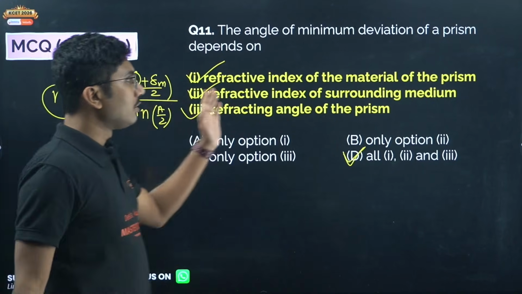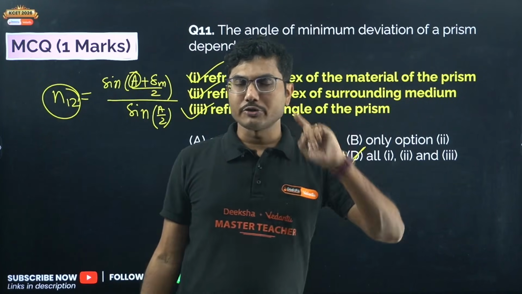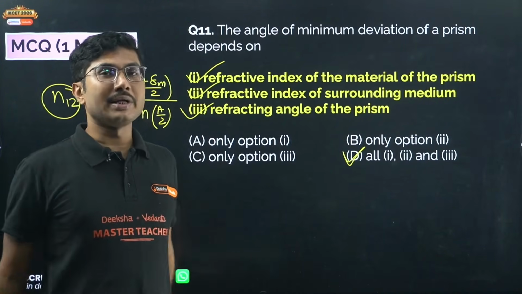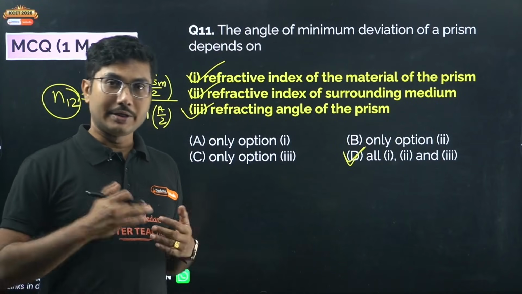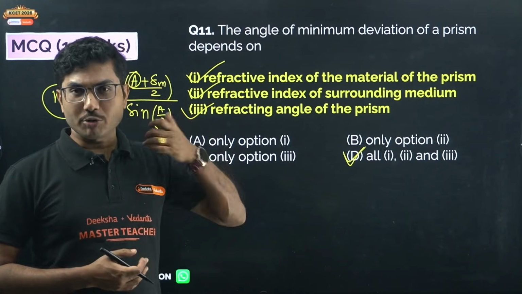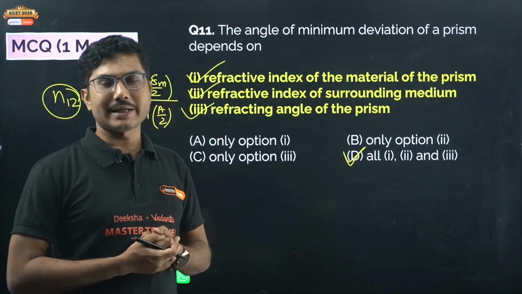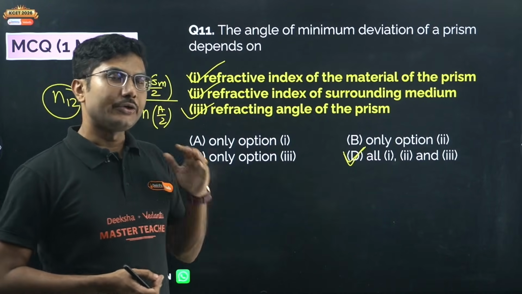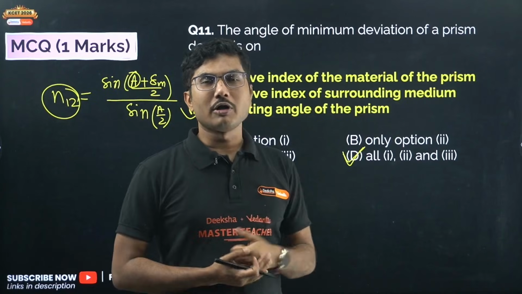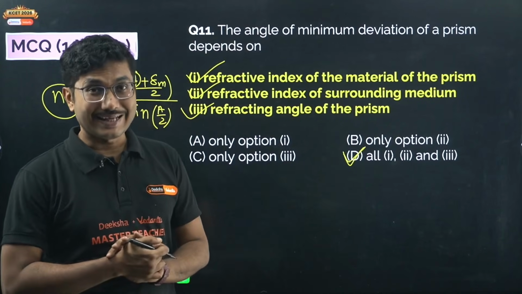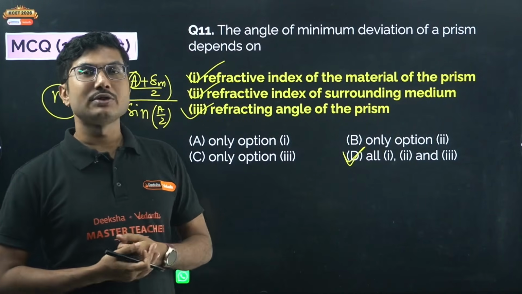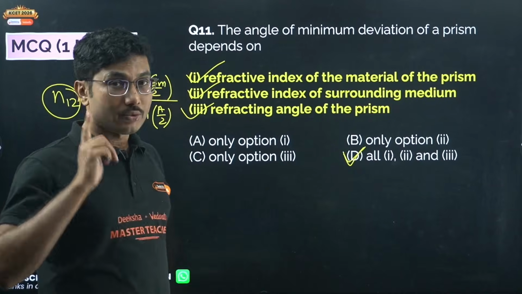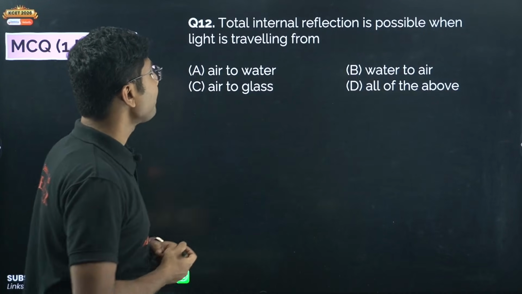So don't ignore the surrounding medium. The surrounding medium is also important when it comes to refractive index. A surrounding medium is always there, but in most cases, because we use air as our surrounding, we tend to ignore this point. But if the surrounding medium is not air, then you have to take care of this as well. Very important to remember. Now next question.